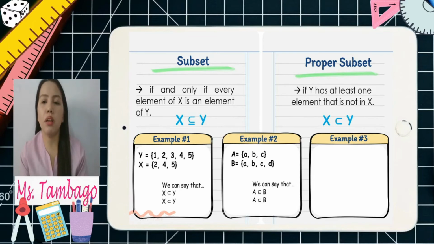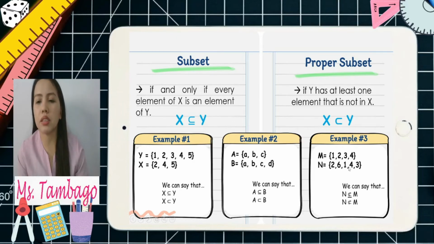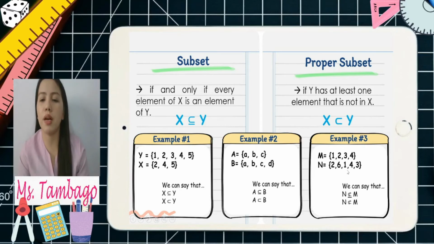For the third example, we have set M and then set N. For set M, we have 1, 2, 3, 4. And then for set N, we have 2, 6, 1, 4, 3. We can say that set N is not a subset of set M. Why? Tingnan natin si N. Yun ang unang set. Lahat ba ng elements ay makikita natin kay set M? Can all elements of set N be seen or are they included in the elements of set M?